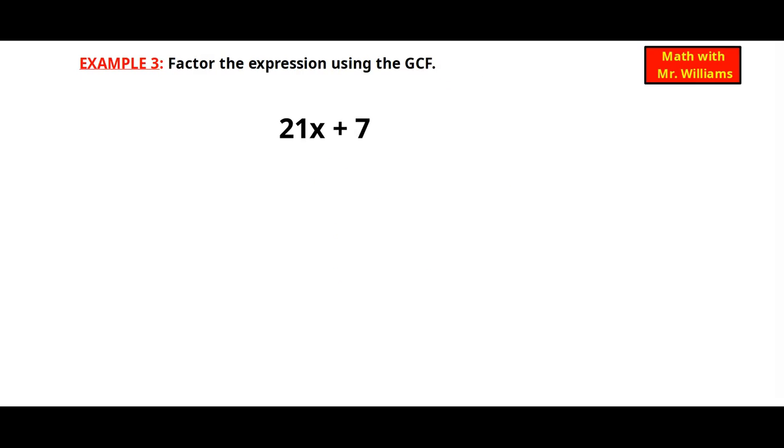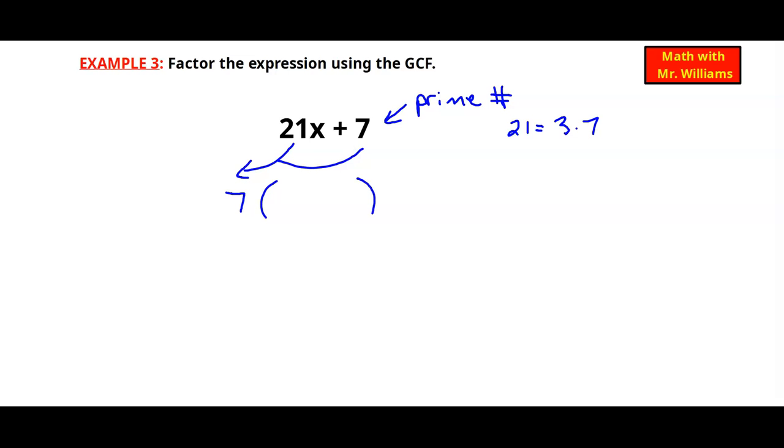All right, Math with Mr. Williams, example 3, factoring the expression using the greatest common factor. Okay, so first off, we have a 21 to 7. We notice 7 is a prime number. So then we're just asking ourselves, can 7 go into 21? And it can. So we know that to break up 21, it would just be 3 times the 7 we're looking for. So if I factor out a 7, what's left inside?